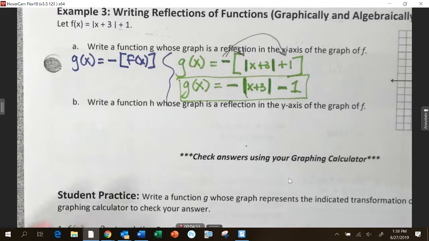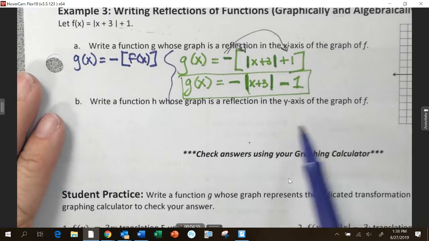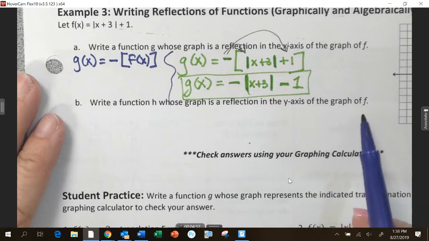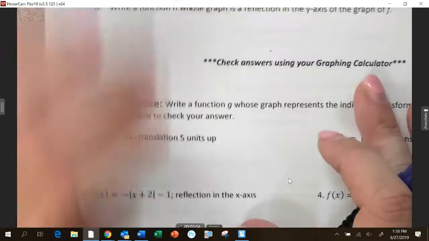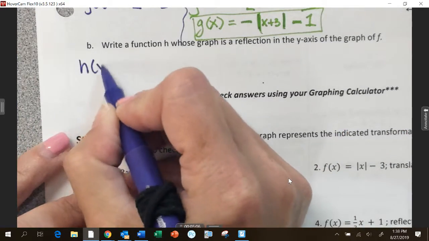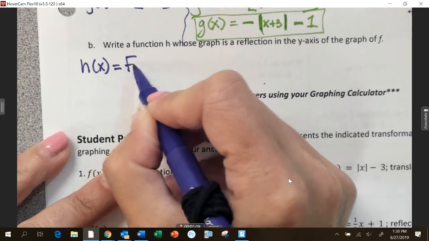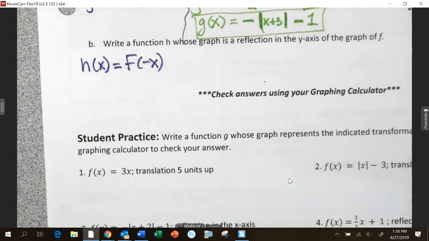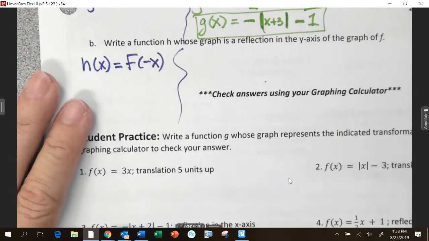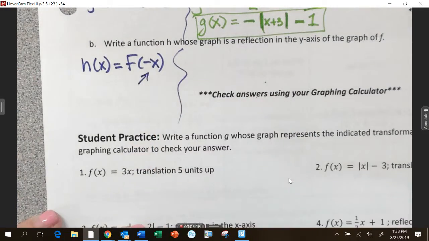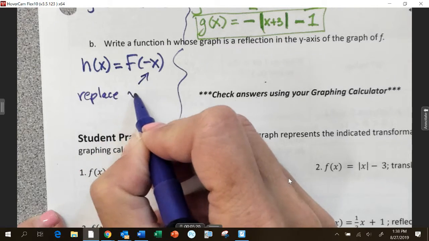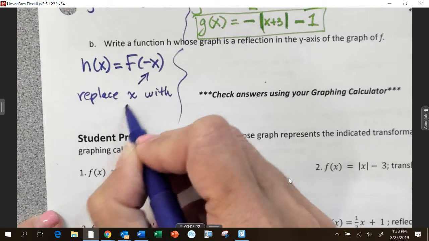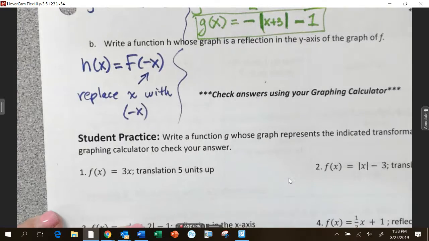Okay, next, B, write a function h whose graph is a reflection in the y-axis of the graph of f. So we look. Here's the reflection in the y-axis. That's what it looks like. So I'm going to write h of x equals f of negative x. That's the first part. If it's inside the parentheses, that means replace x with parenthesis negative x. That's what that means.